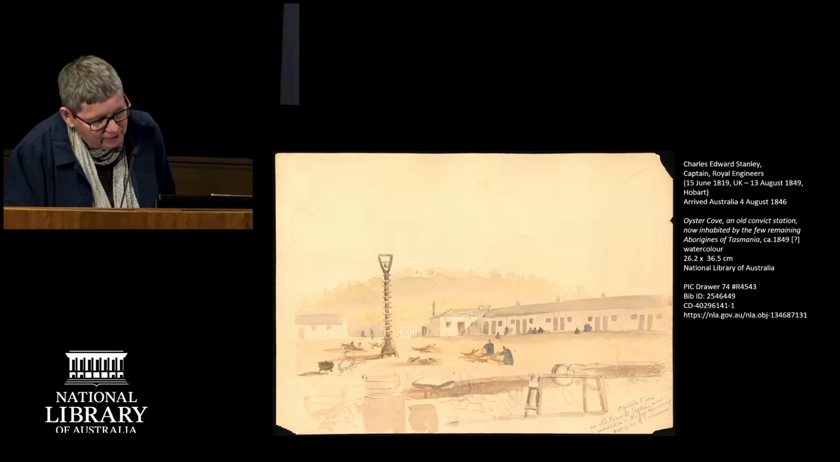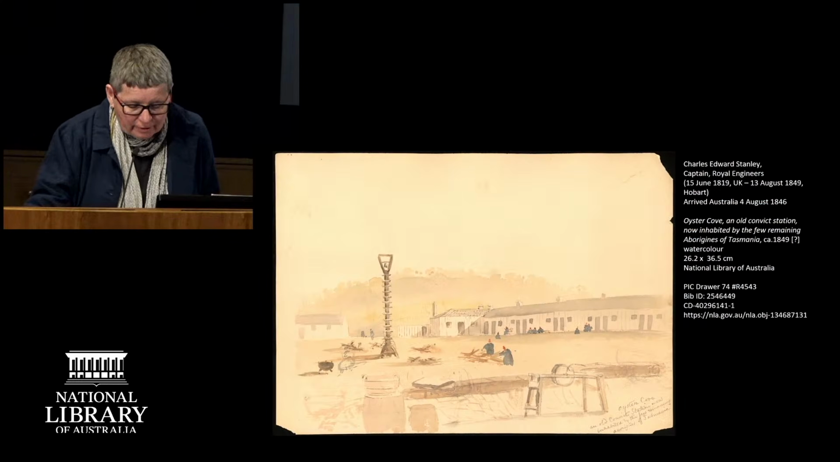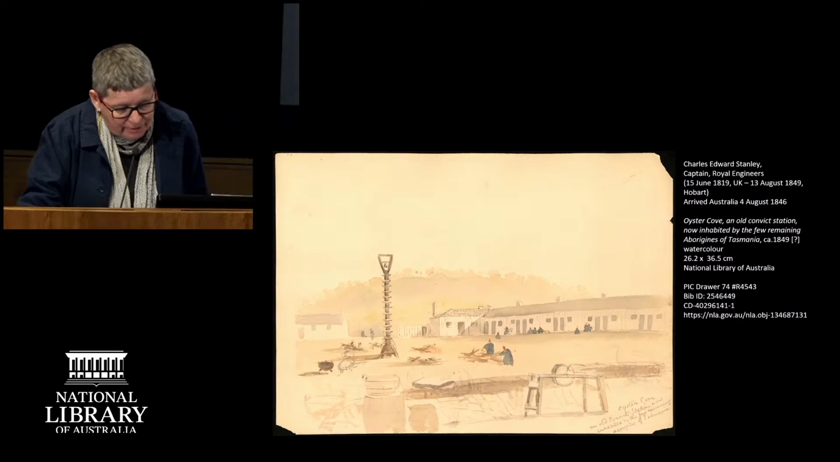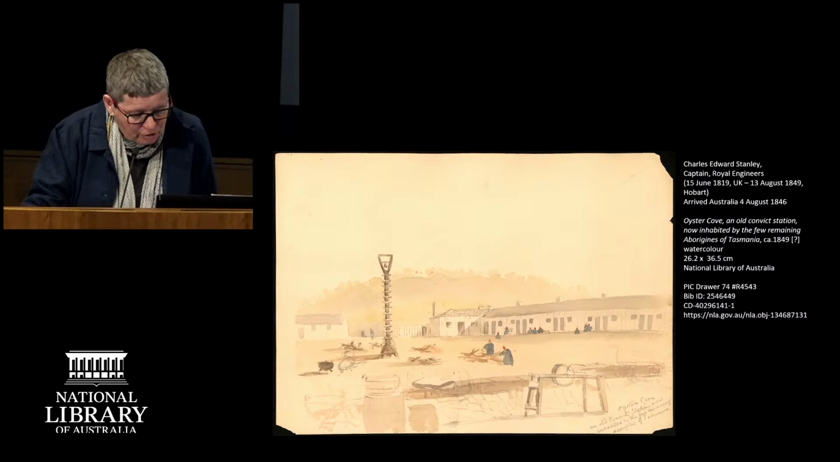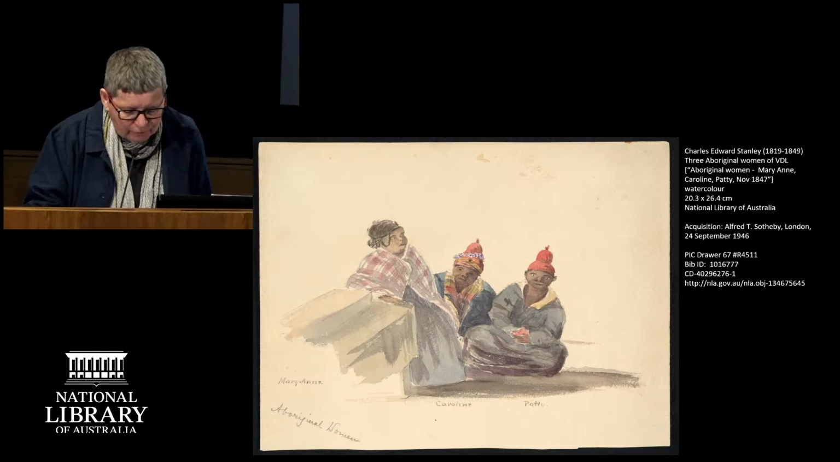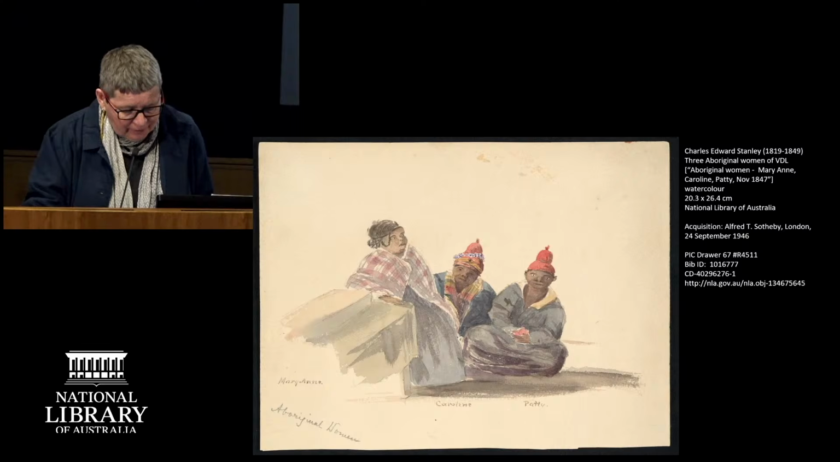When Charles Edward Stanley visited Putalina Oyster Cove south of Hobart between the end of 1847 and 1849 when he died in Hobart, he made at least 3 watercolours portraying some residents, our old people, who had been sent there in October 1847 when Waibalena Aboriginal establishment on Flinders Island was shut down.